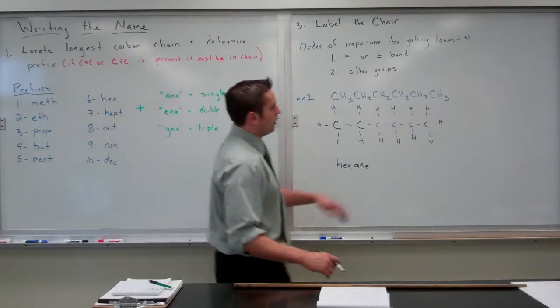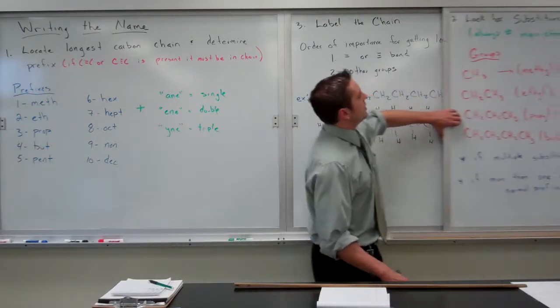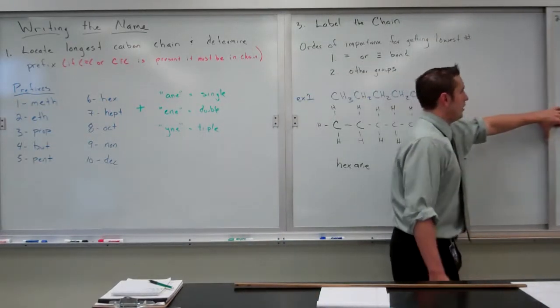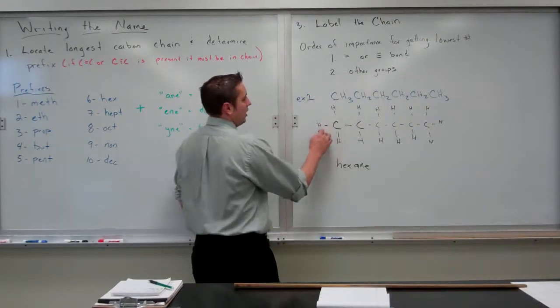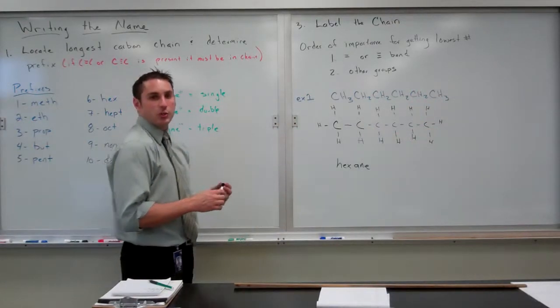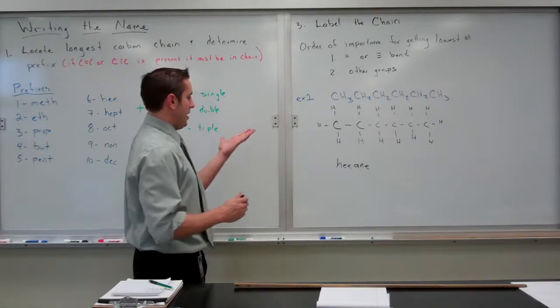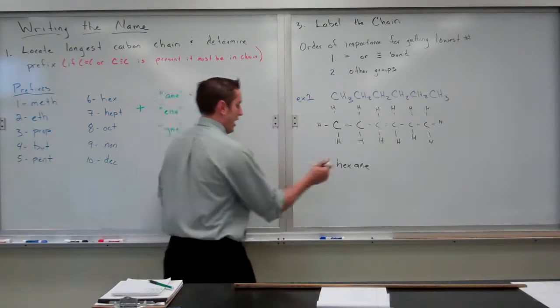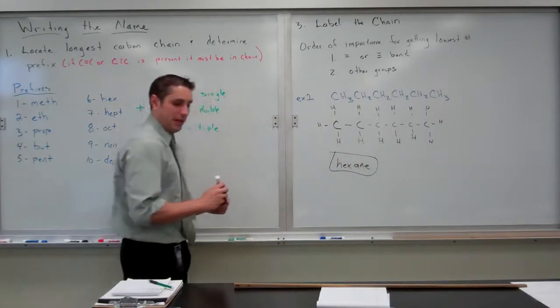Then I look for substituent groups off of the main chain. Well, if I look at my main chain, all I see off of my main chain are hydrogens. That's not a substituent group, right? So that means I don't have to put anything in front of hexane. So the name of this compound would simply be hexane.